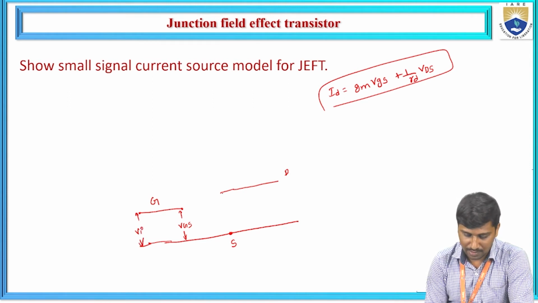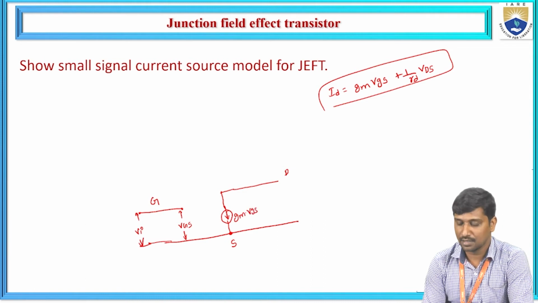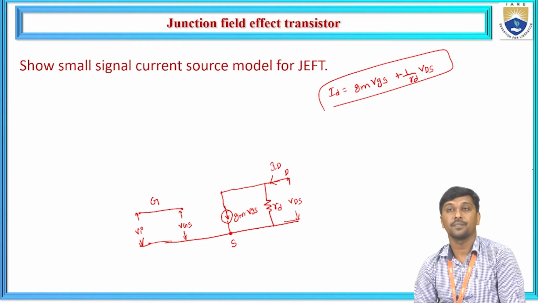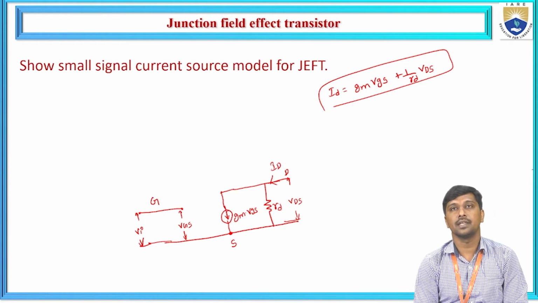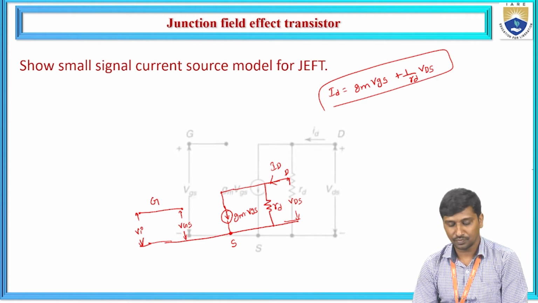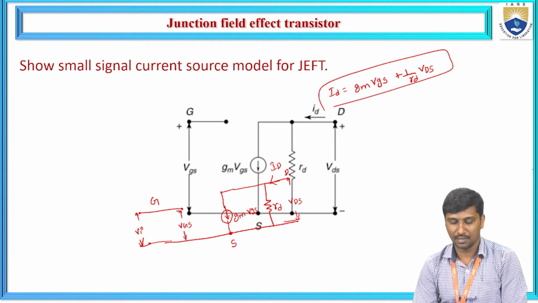Here this is represented as Gm times VGS, plus another current source V by R, that is 1 by RD times VDS, where RD is the internal drain resistance, and the voltage between the drain and the source is represented as VDS. This current is represented as the drain current. So this model shows the small signal model of a JFET in terms of currents. It is the same as I represented here.